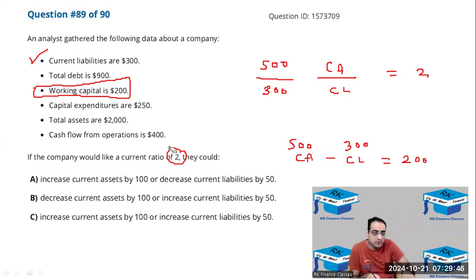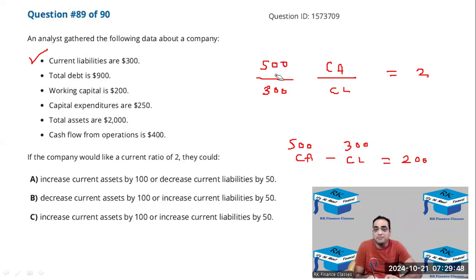So what can they do? Simple है. Either ये 500 को 600 कर दो. Either you make 500 as 600. That is, you increase the current assets by 100. So it becomes 600 upon 300. 2 would be achieved. So that was option A and option C. Increase the current asset by 100.